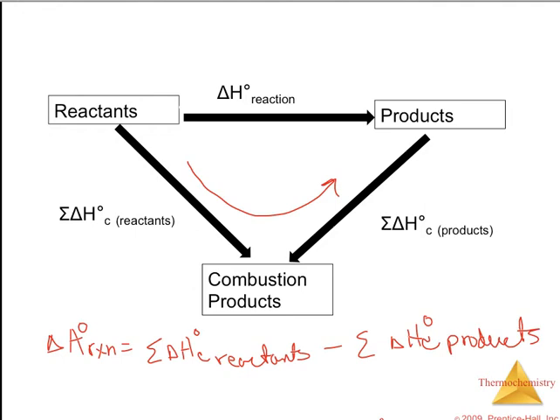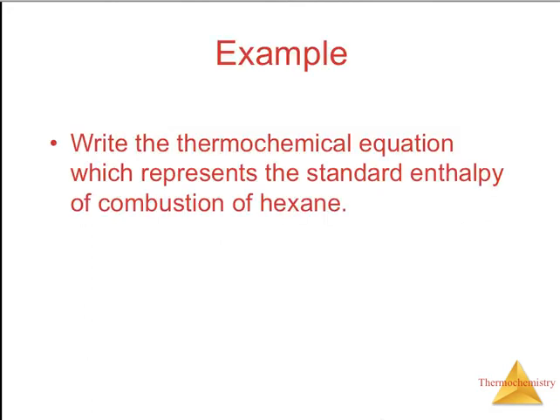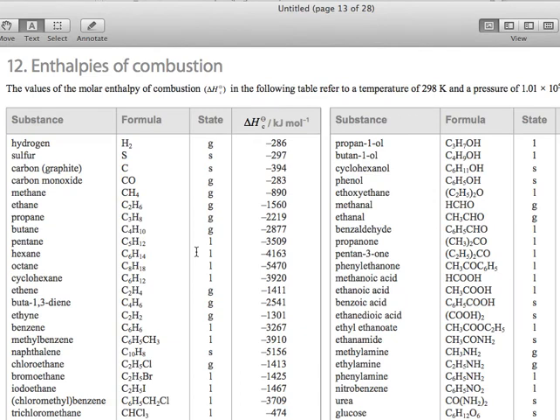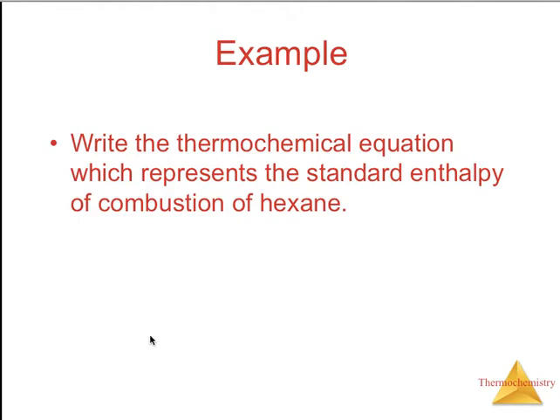Maybe we can go through a Hess's law kind of problem to look at it again. What we want to do now is write the thermochemical equation which represents the standard enthalpy of combustion of hexane. You may be thinking to yourself, we haven't learned organic compounds. How am I going to know what hexane is? Here, enthalpies of combustion are also useful to identify the formulas for organic compounds. Hexane is C6H14.